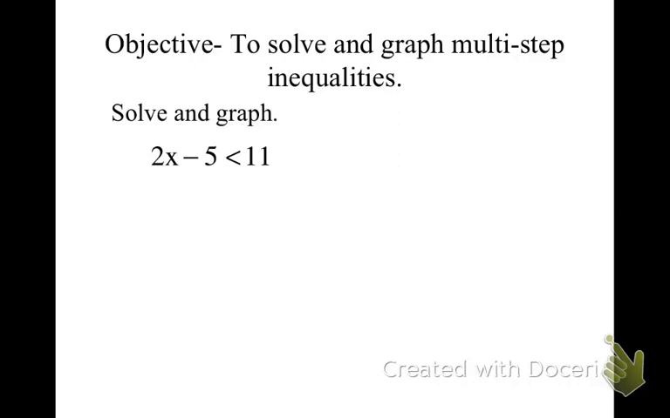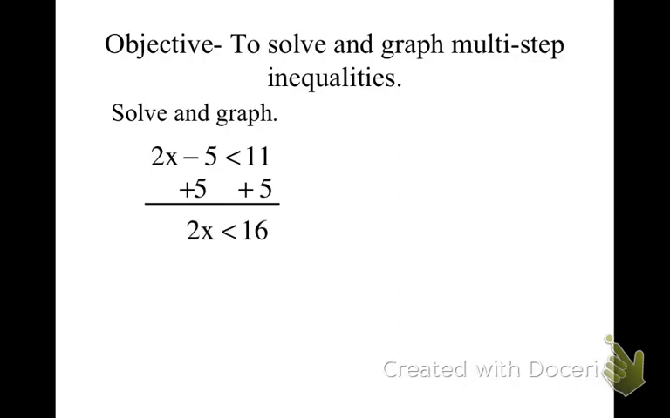So when we're solving a multi-step inequality, the first thing you want to think about is it's just like an equation. So we solve by undoing our addition and subtraction first. It's always easier, otherwise we'll create a fraction. To undo that minus 5, we do the opposite, which is plus 5. So I add 5 to both sides, and we end up with the quantity of 2x is less than 16.